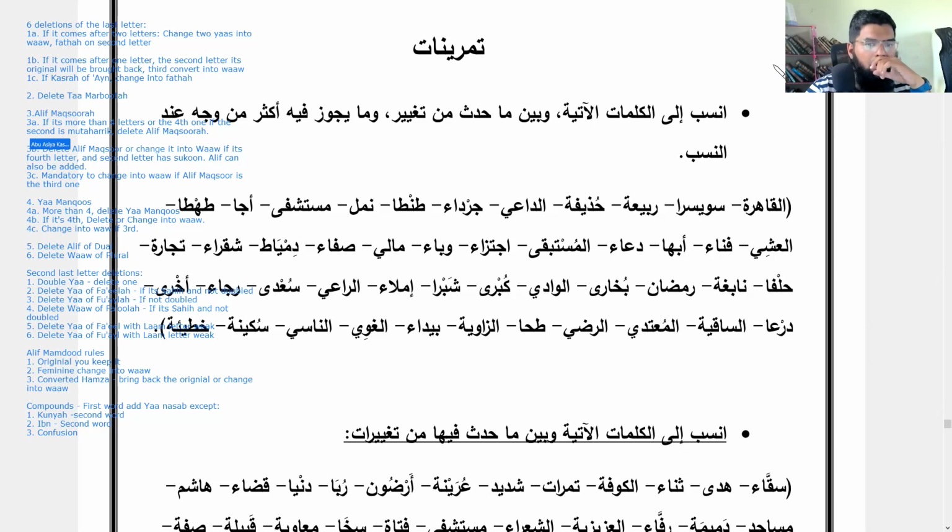Al-Ghavi. This is Manqoos and it's the 3rd letter. So 3rd letter Al-Ghawavi. Because 3rd letter, oh, it actually falls in the first one, I guess. It comes after 2 letters, change 2 ya's into Waaw. So it'll become Ghawavi. An-Nasi. This is like Alif Manqoos now again. So 1, 2, 3, 4. We'll just delete it. Al-Nasi.